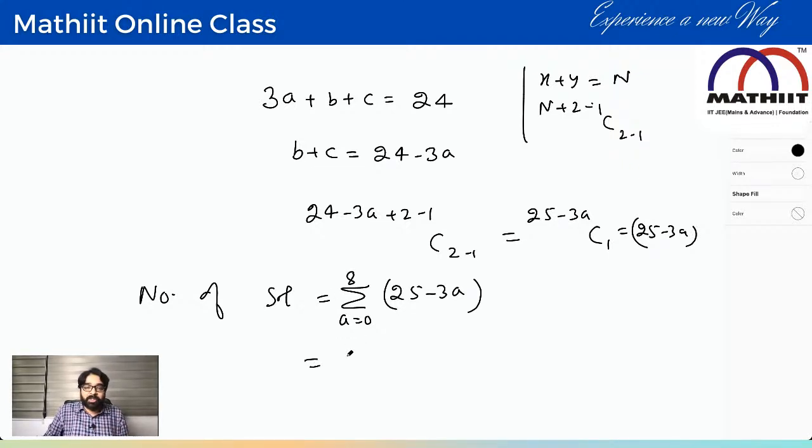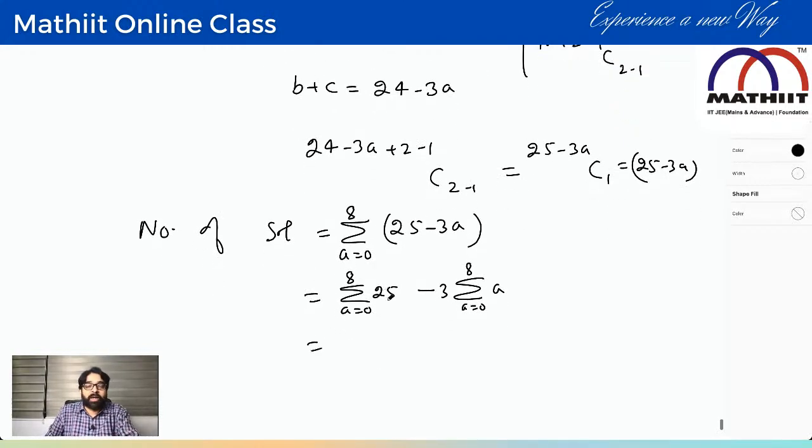To expand this, you'll get sigma a equal to 0 to 8 of 25, minus 3 sigma a. Those who are not comfortable with sigma will also understand, don't worry. The 3 will come out. So this value means 25 plus 25 plus 25 and so on. How many times? 9 times. Don't say 8 times because you are starting from 0. So 25 into 9 minus 3 into the sum of the first 8 natural numbers.